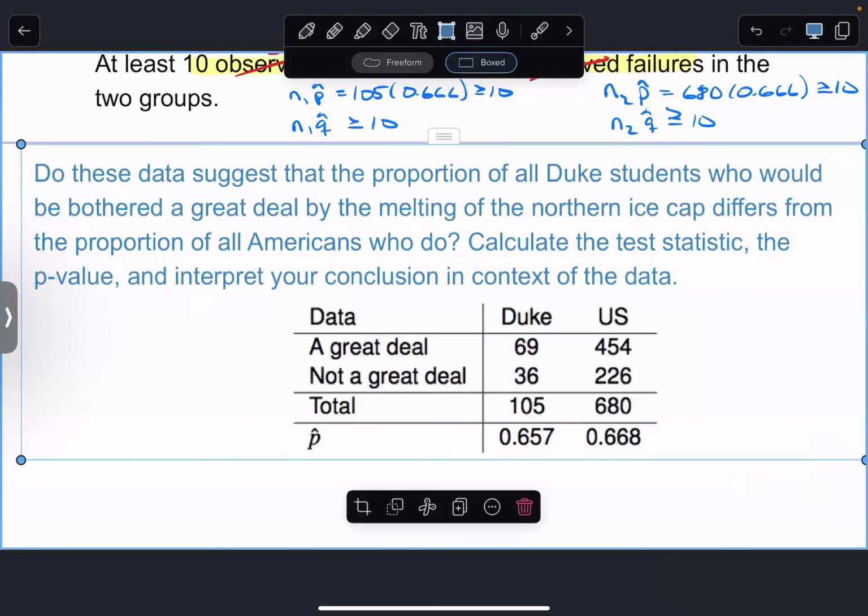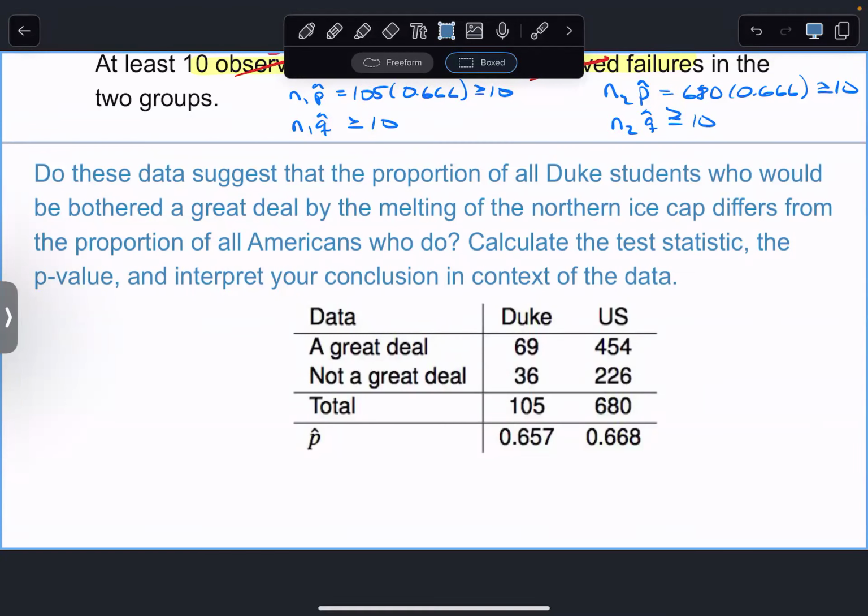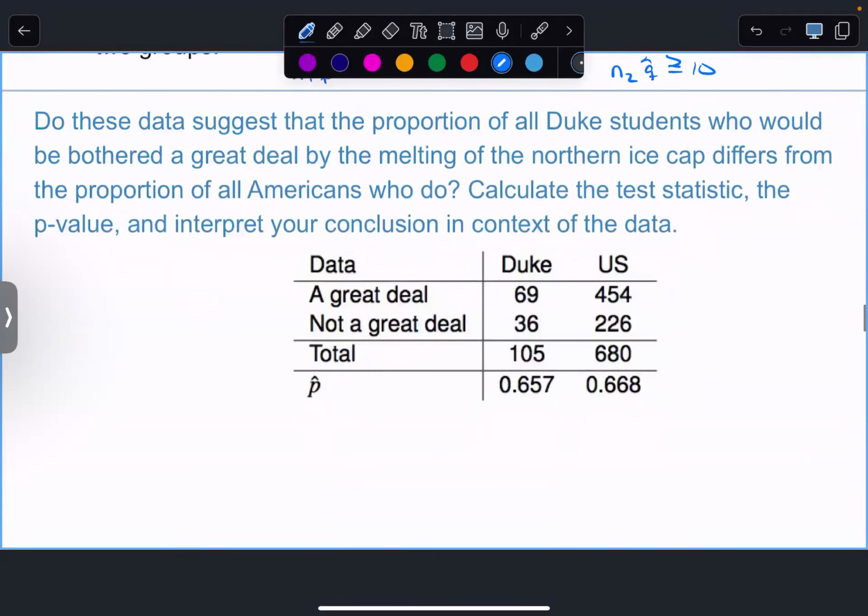So we've already checked the conditions, right? And now we'll recall, so we've got P hat is 0.666. It's not on there, but throw it on the side.